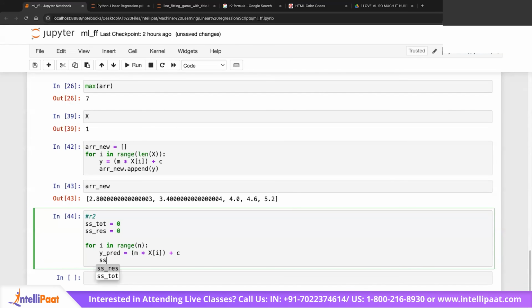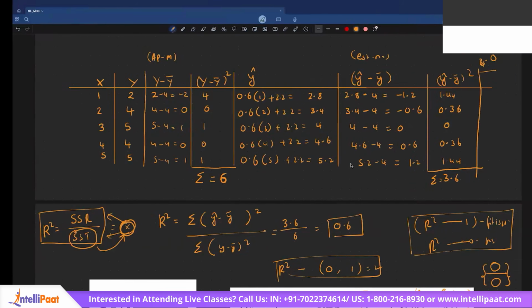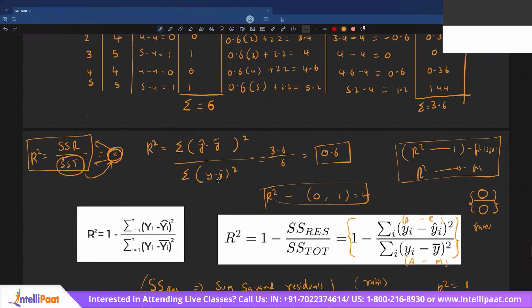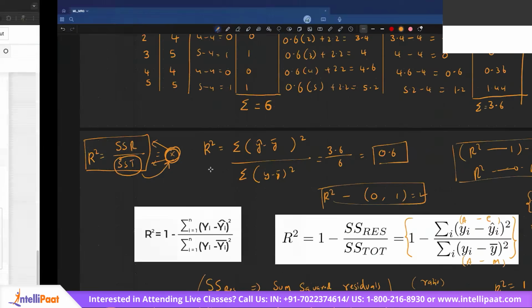So sum of square total, based on the formula that we wrote, is y minus y bar the whole square. Listen to this. Y minus y bar the whole square. The whole equation is reversed. That's why we do 1 minus. I'll show you. Y minus y bar the whole square.